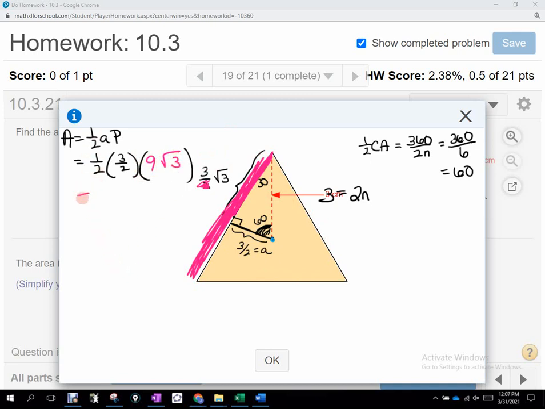Okay? I like to leave it as an exact value, so I'm going to multiply straight across the numerators. 1 times 3 times 9 is 27 times the radical 3. Across the bottoms, 2 times 2 times 1, and it gives me 4. And then 27 and 4 are relatively prime to one another, which means they don't share any factors. So it's fully simplified in that version right there. If you want it as a decimal, you can convert it to that as you see fit.